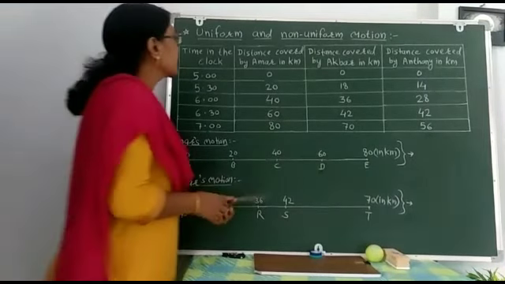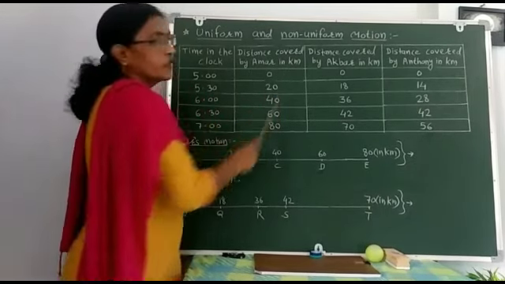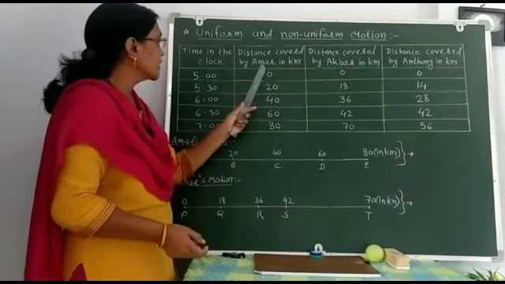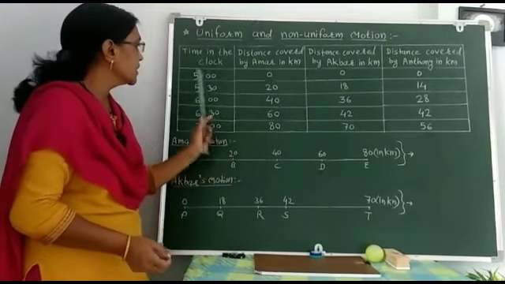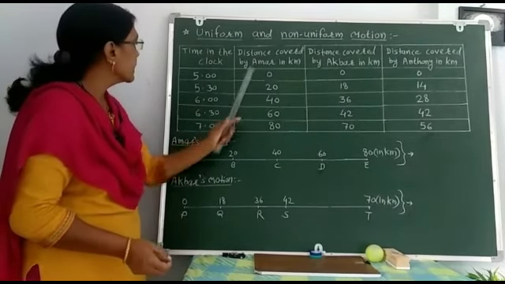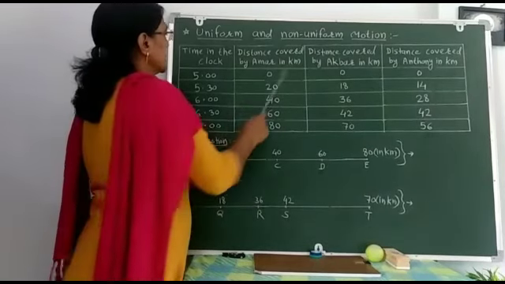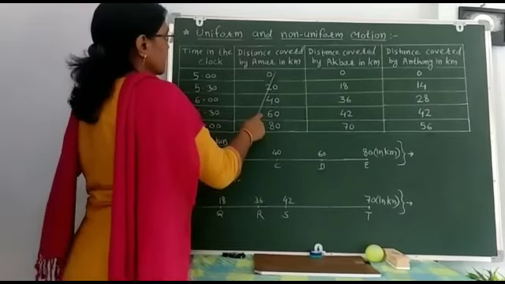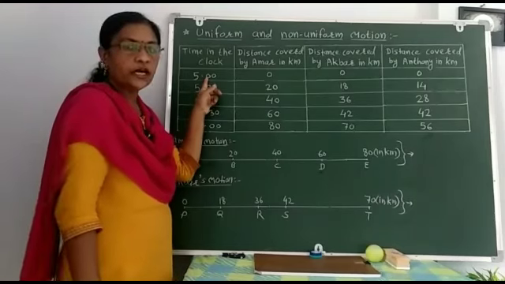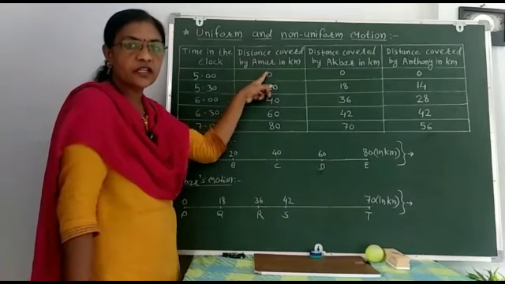Now, in the second column, distance covered by Amar in kilometer. म्हणजे अमरने किलोमीटर मध्ये किती डिस्टन्स कव्हर केलं इन 30 मिनिट मध्ये ते दिलेलं आहे. So the first row shows the distance covered 0. That means Amar starts traveling at 5 o'clock. So at 5 o'clock distance covered by Amar is 0.